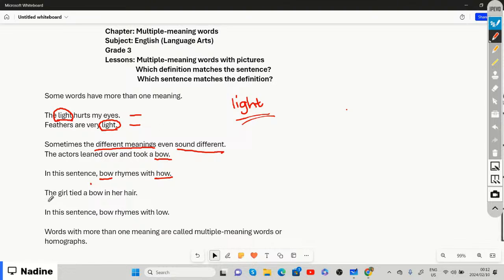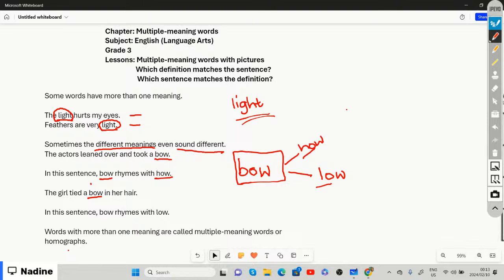And then if you look at another example, it says the girl tied a bow in her hair. A bow in her hair. And if you look at both of these words, right? The first word you spell like how, it's basically bow spelled like how. And the second word is bow, but it's spelled like, for example, low, right? So these two words are spelled the same, but the sound is different, right?